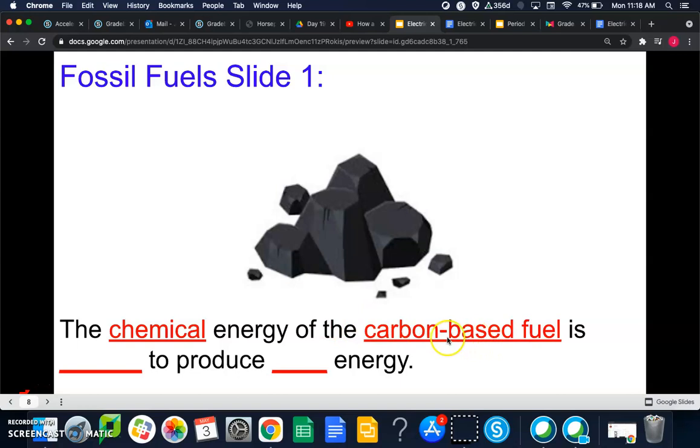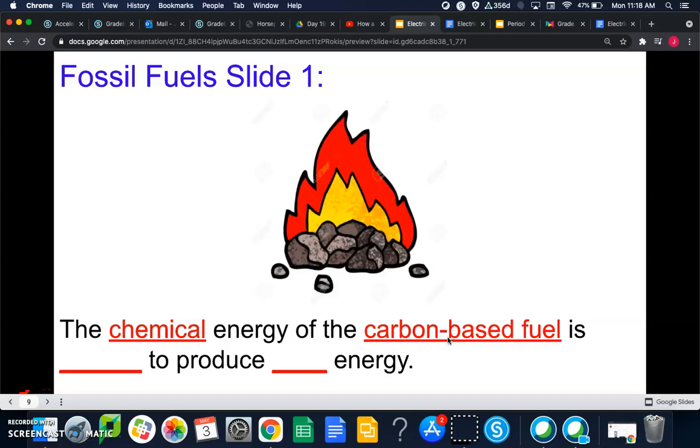And those carbon-based fuels have chemical energy stored inside them. And so what we do is we actually burn those carbon-based fuels. So we can see the fire on top of the coal. So we're going to burn this carbon-based fuel, and we're going to do that to produce heat energy. And so the more fuel you burn, the more heat energy you'll produce.